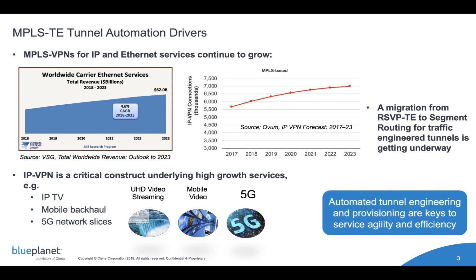transport. In order to simplify the network and increase its performance and efficiency, operators are turning to segment routing to traffic engineer the tunnels that provide these VPNs. These trends mean that automated tunnel engineering and provisioning will be key to service agility and efficiency.